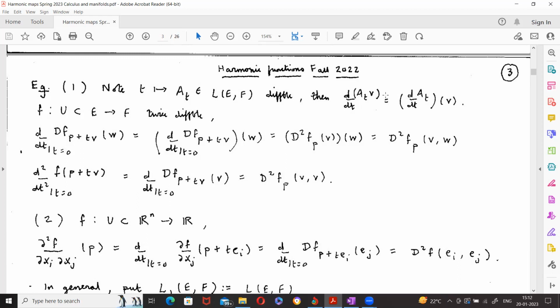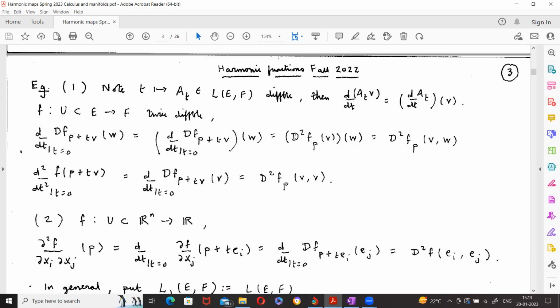So we're going to use this to calculate the second derivative. How do we do that? I take two vectors V and W in my vector space E, and I take a point P in the domain U. Now I look at the derivative df at the point P plus tV, and I apply this to the vector W. This family df of P plus tV will be the family A_t that I was talking about here.